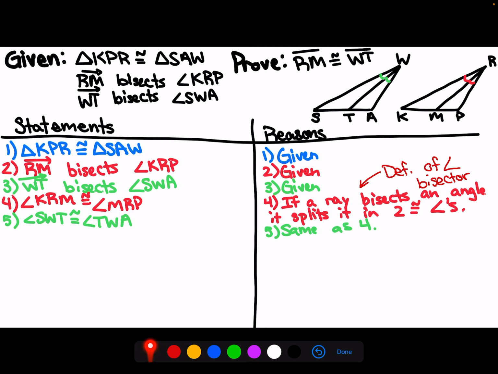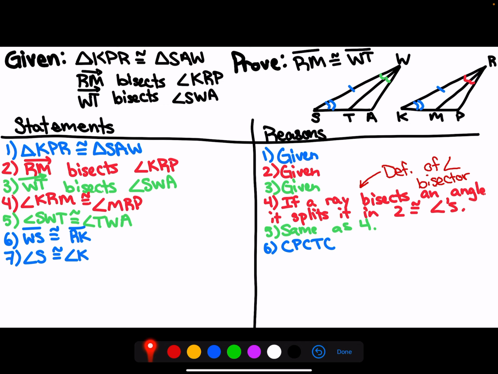So if these two big triangles are congruent from our first statement, then I should be able to say that the full side length, WS, is congruent to the full side length, RK. And the reason that we can say that is because if two triangles are congruent, then the corresponding parts of those congruent triangles are also congruent. Now at this point, I can do the same thing with angle S and angle K. Those are part of the large triangles that are already congruent from our given information. So I can say angle S is congruent to angle K for the same exact reason, CPCTC.